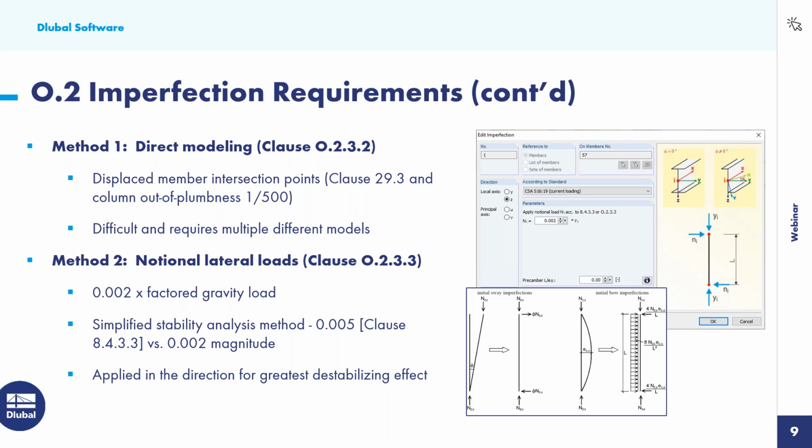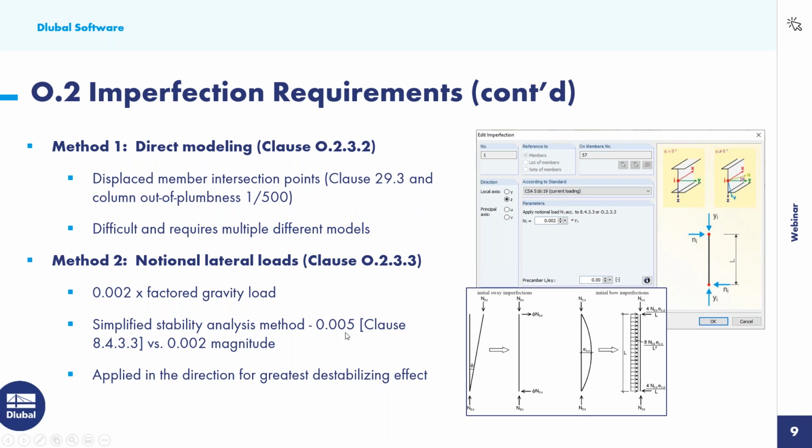So the more practical method might be method number 2 here, notional lateral loads, and this is given in clause 23.3. For this method, instead of directly modeling them, we can apply these notional lateral loads with a magnitude of 0.002 times the factored gravity load. And we might be thinking to ourselves, well, I think we just covered notional lateral loads within the simplified stability method, and we did. But you'll notice a big difference here between Annex O and the simplified method is the magnitude applied for our notional lateral loads.